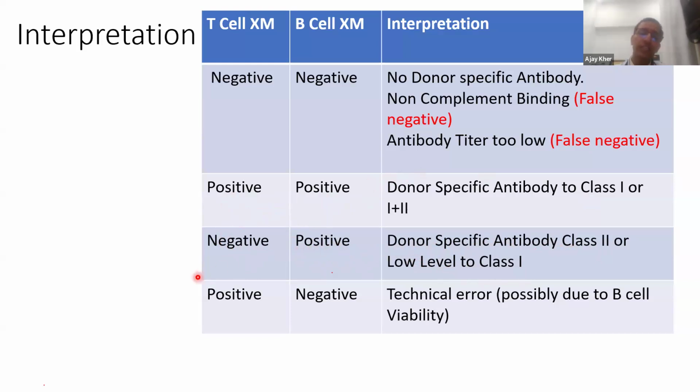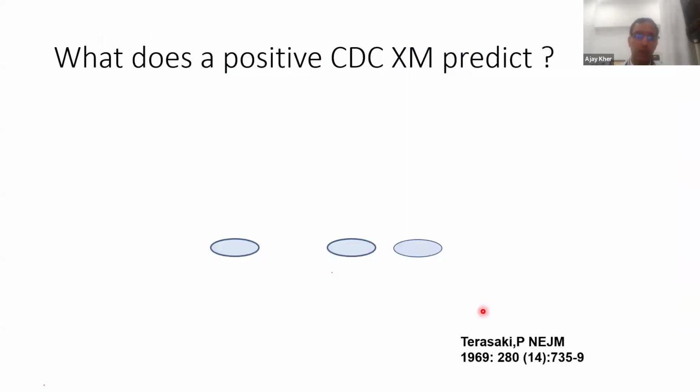However, if your T cell is positive but the B cell is negative, that should not happen because class 1 antigens are present on both. If your T cell is positive, your B cell should also be positive. So you should be looking for a technical error, could be due to B cell viability or could be due to some other aspect. And so those are tests where you would want to discuss with your lab and go through it again.